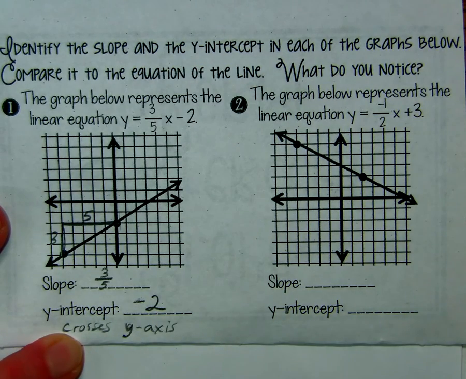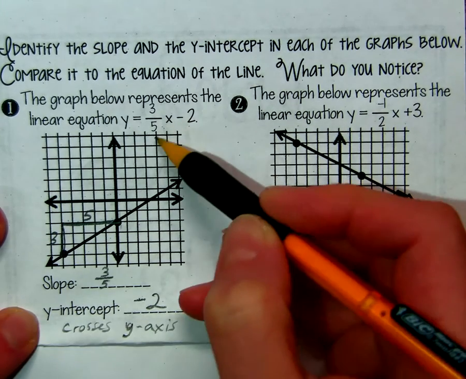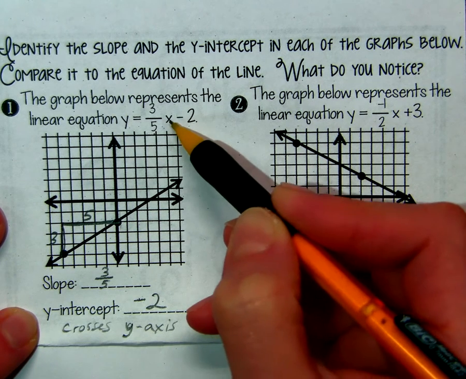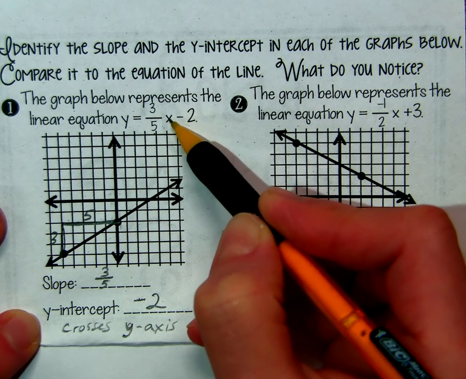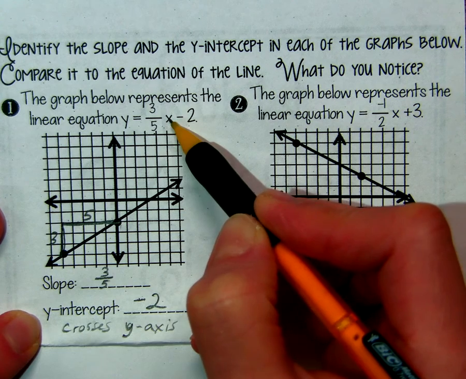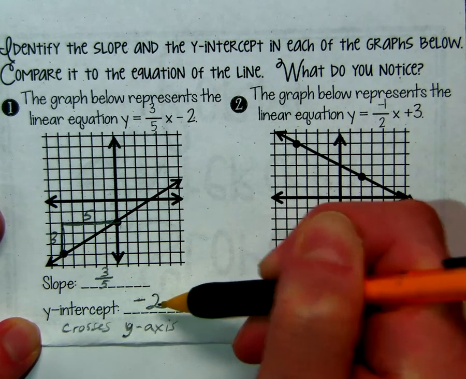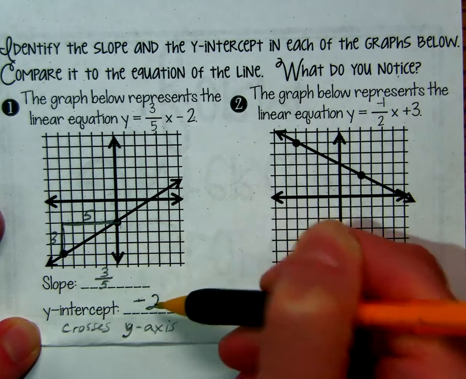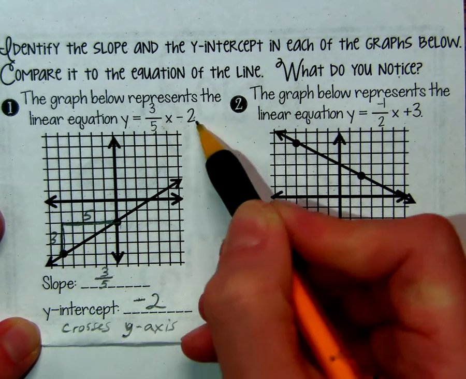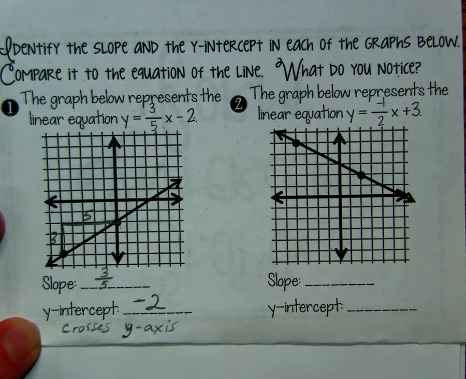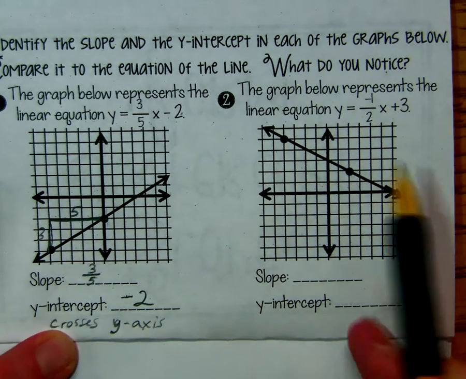So looking at our equation, 3/5, our slope is in the equation, and that's next to the x. That's the coefficient of x. And then we have -2 here on the end, and that's the y-intercept. So you can see that the slope and the y-intercept are right there in the equation. All right, let's take a look at number 2.